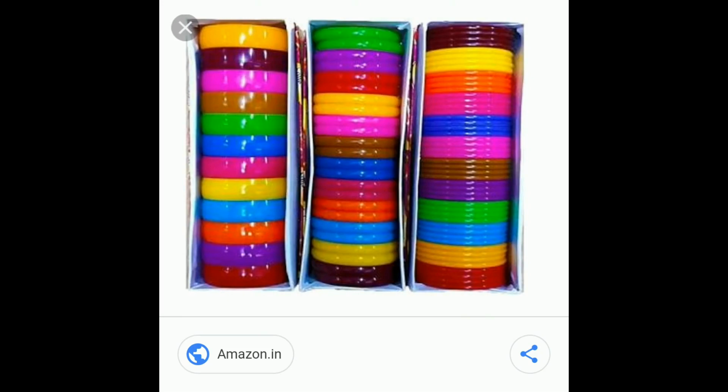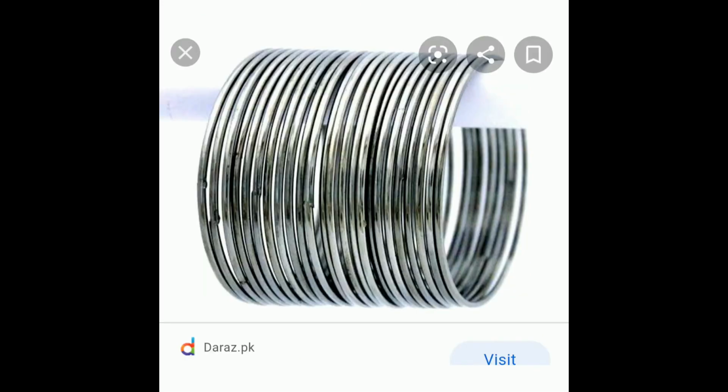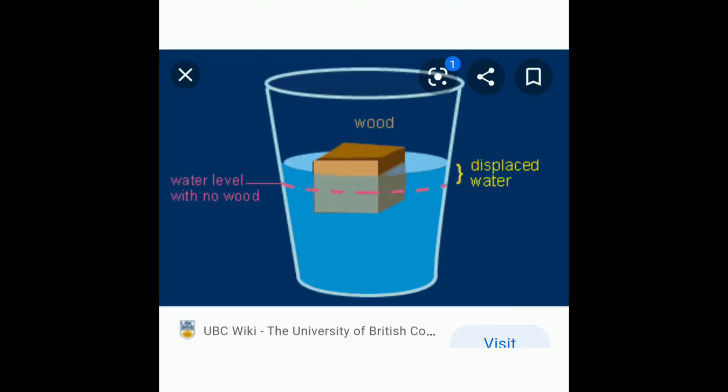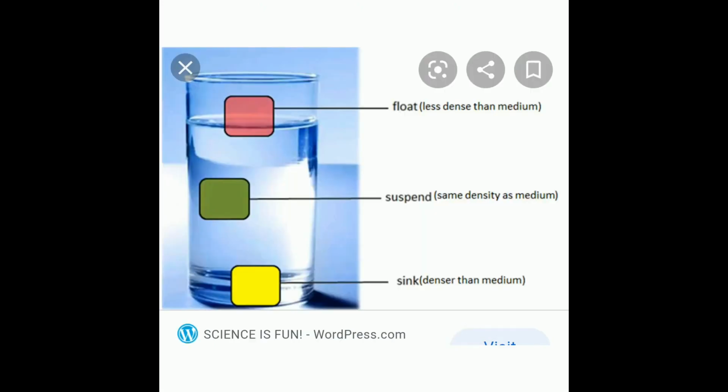Why is this happening? Let's study a new term called density for this. The substance with lower density floats above the water and the substance with higher density sinks in water.